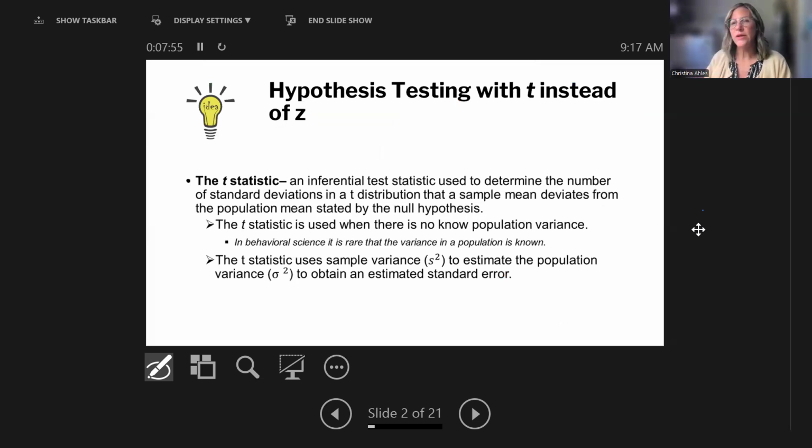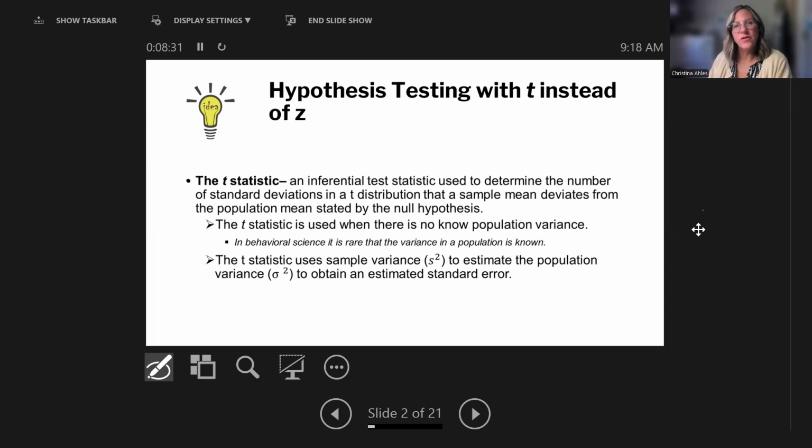So when we use the t statistic rather than the z statistic, it is because we do not have a population variance. A t-statistic does the same thing as the z-test, except it describes the number of standard deviations that the sample deviates from the population as the null is stated. So the null, meaning the population mean that's given, we're going to see how many standard deviations that sample deviates from that. And that's what the t-statistic tells us.